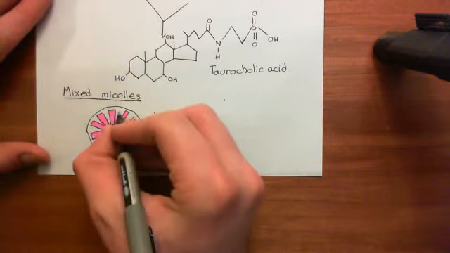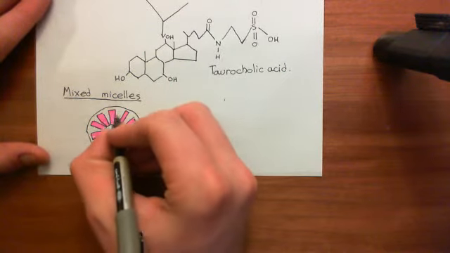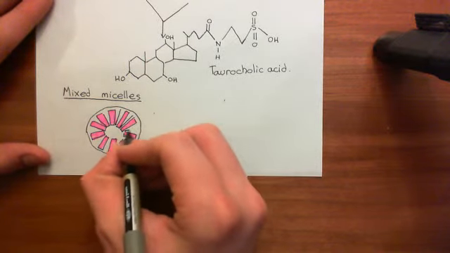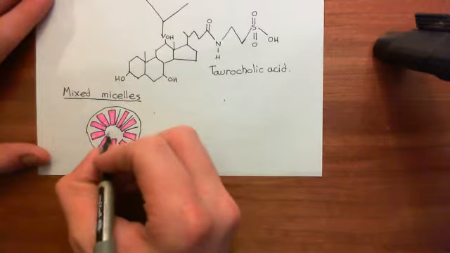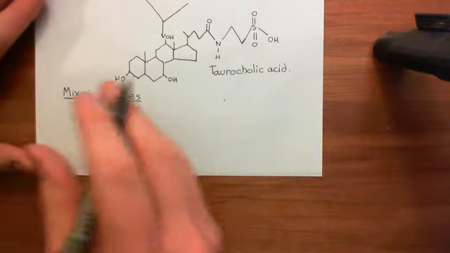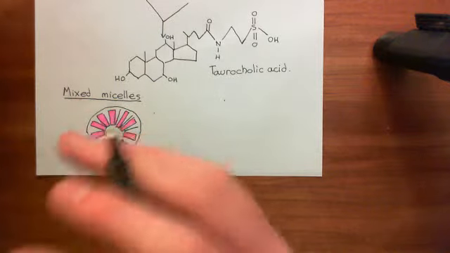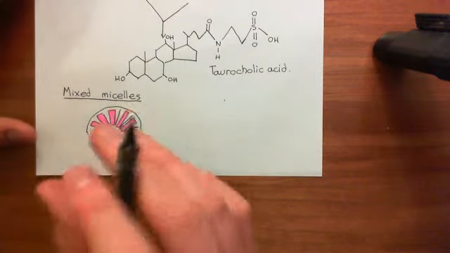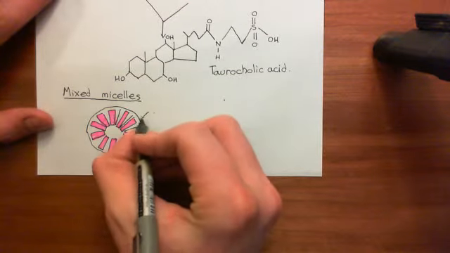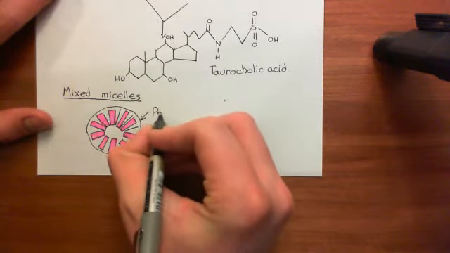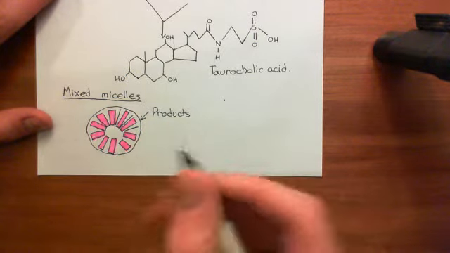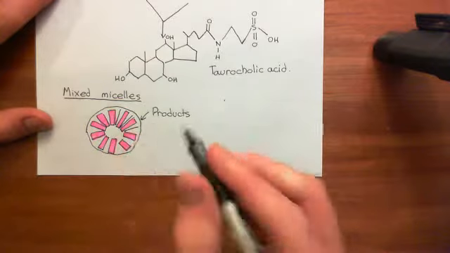So let me try and draw some of these. So you're going to get your long-chain carboxylic acids joining in. You're going to get cholesterol molecules joining in here. You're going to get your monoacylglycerols joining in here, and they're all going to be added in to the mixed micelle. And basically now, these mixed micelles are going to deliver the products of digestion to the enterocytes. Okay, so to the cells which line the surface of the small intestine.